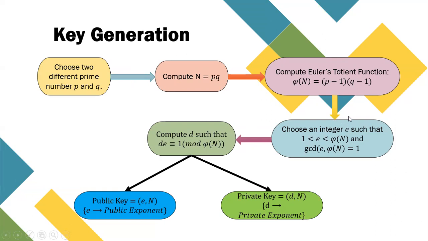Next we choose an integer E such that E lies in the range between 1 and phi(n) and is also coprime to phi(n), which means the GCD of E and phi(n) equals 1. E is basically the public exponent. I'll talk about what exponent means in a subsequent slide. Then our next step is to compute the value of D. Basically D times E is equal to 1 mod phi(n), where D is the inverse of E modulo phi(n), and D is the private exponent. So we get the public key as (E, N) and the private key as (D, N).